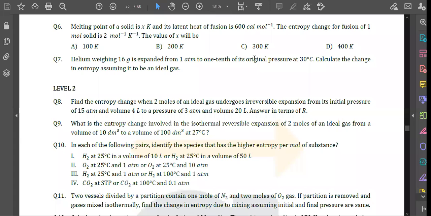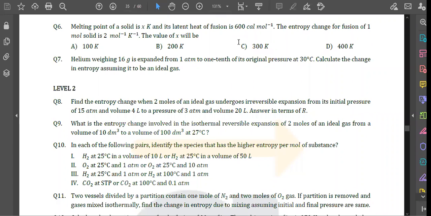So question 6 is a fairly easy problem. You have delta H of fusion given, and the temperature is also given. You are asked to find the entropy change. We know that entropy change delta S is equal to delta H by T. So delta H is given, delta S is given, and you can find the temperature. So the sixth one is easy.